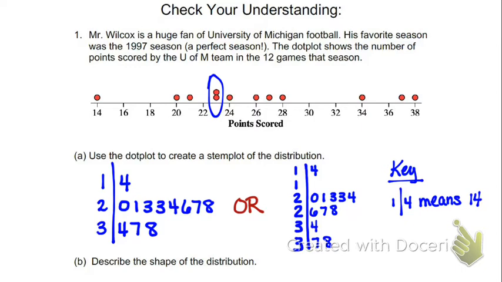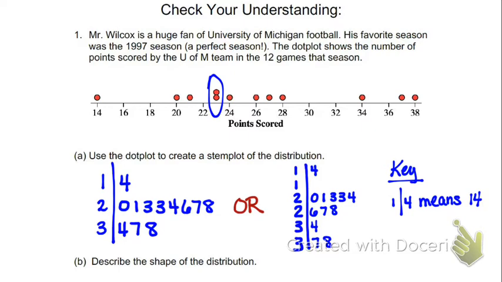Does that make sense? With a split stem, my buckets are 5 wide. With just a regular stem plot, my buckets are 10 wide. So with a split stem, this is all the things from 10 to 14, and then this would be everything from 15 to 19. All right. From 20 to 24, from 25 to 29.